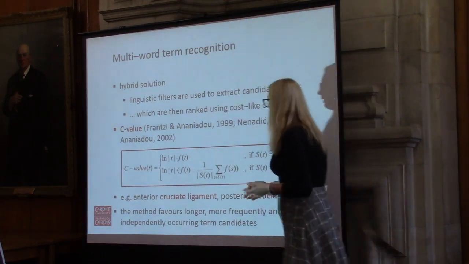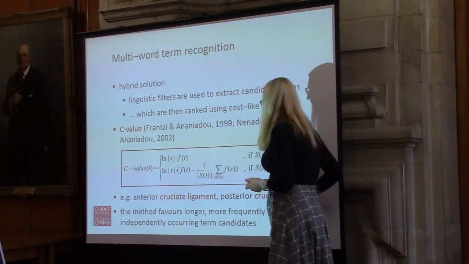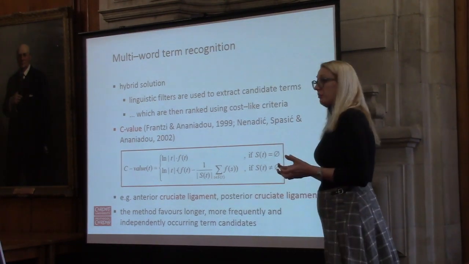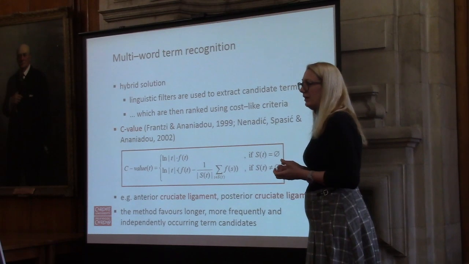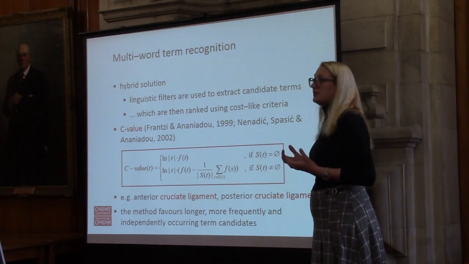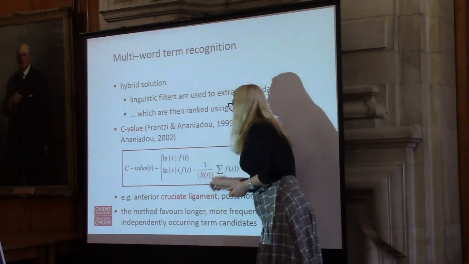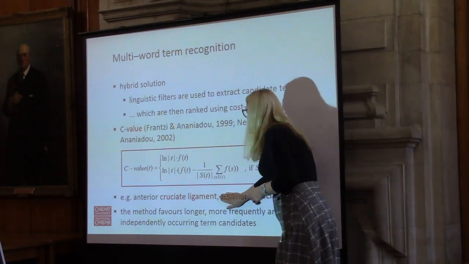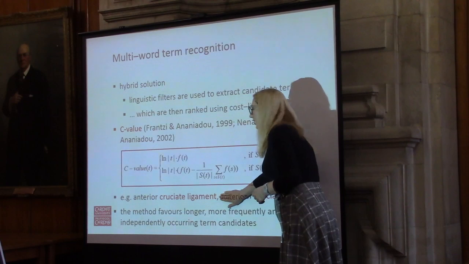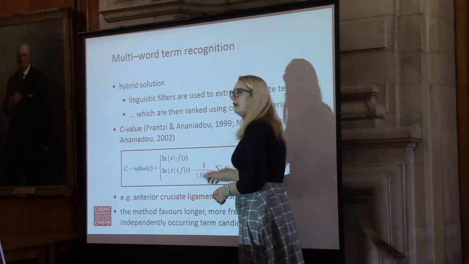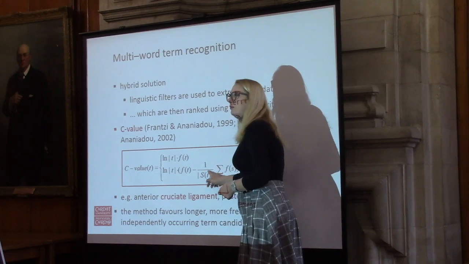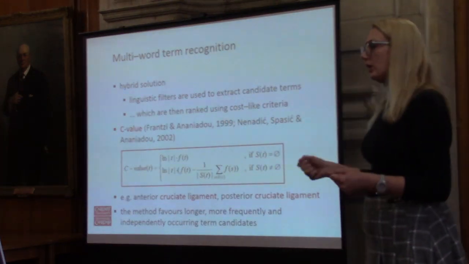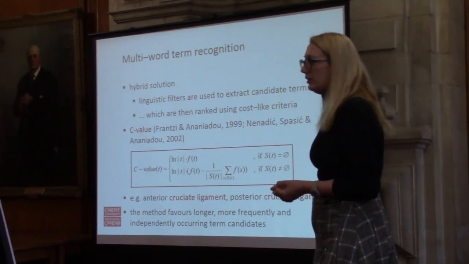But there's a catch. Sometimes there will be a lot of different modifiers here. In that case, we say, well, it looks like cruciate ligament is something important. It's just modified many times, so we don't want to punish it too much because it's a standalone term on its own. So we reduce the punishment in this formula. On the other hand, if it's always nested in one term, we want to favor that term. So in that case, the punishment is the highest here because we divide only by 1. So this method, in essence, favors longer, more frequently, and more independently occurring term candidates.